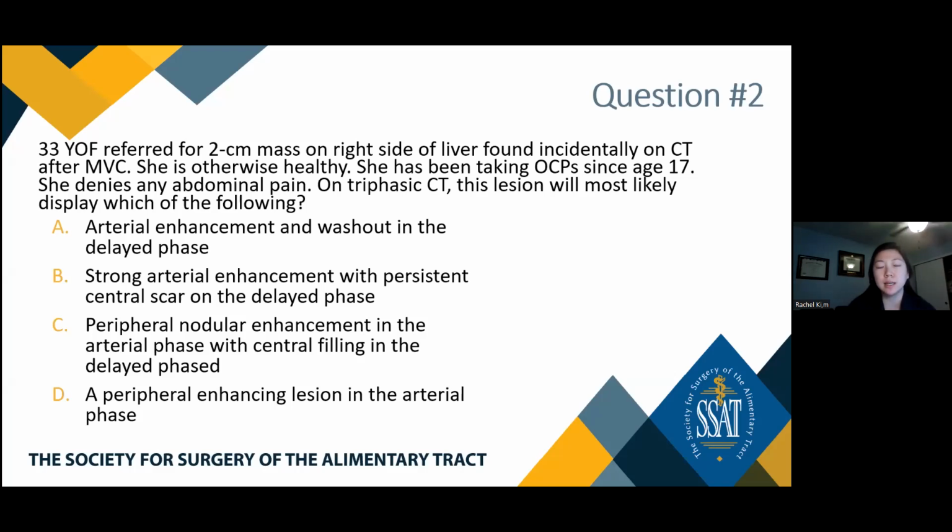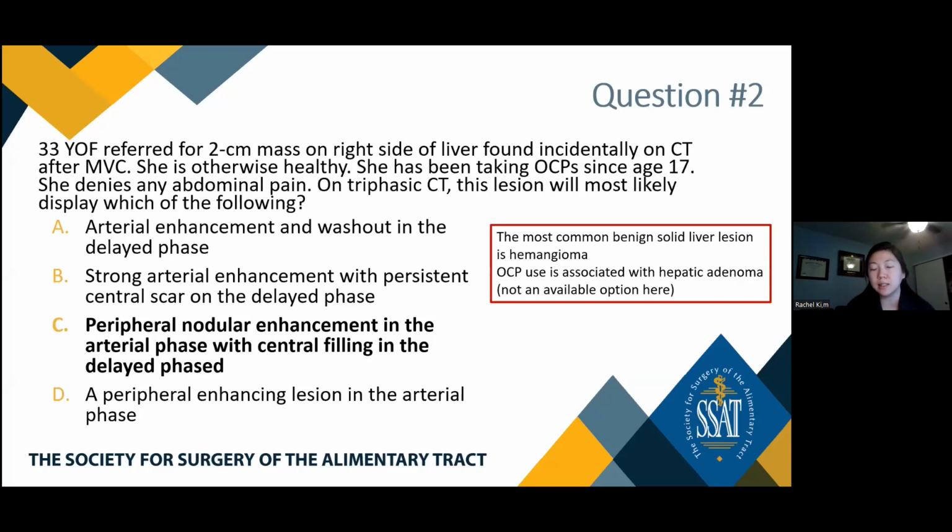So the answer is actually C, and this is from SCORE. So this is kind of a trick question. So they give you a lot of buzzwords like the OCP usage that is associated with hepatic adenoma, which is actually not an option choice here. But remember that the most common benign liver lesion is hemangiomas, regardless of demographic, although she is female and hemangiomas are more common in the female population. And so the answer choice that's more associated with hemangiomas is that peripheral nodular enhancement.